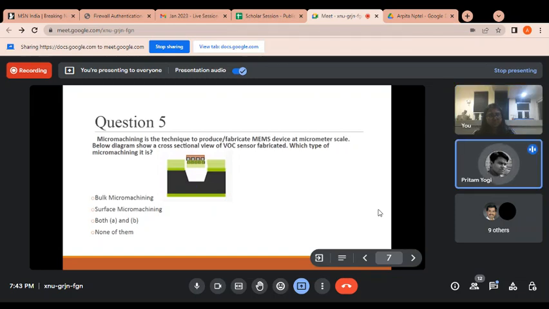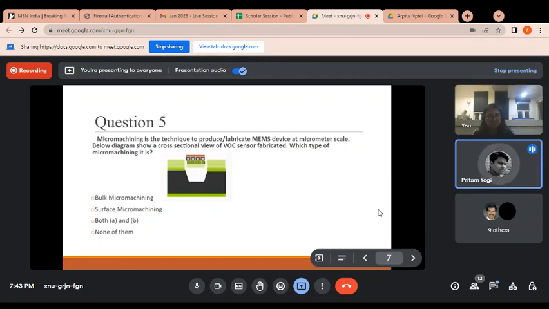I think this is surface micromachining. Why is it only surface micromachining, not bulk micromachining? I think in this device the sensing is on the upper side, the surface side. In any device, it is sensing the upper side. Where the sensing layer is, that part is used for the sensing. But below this device, in the below portion, there is also something.